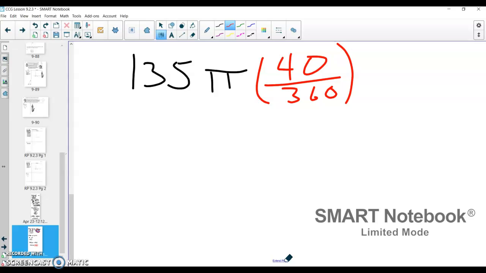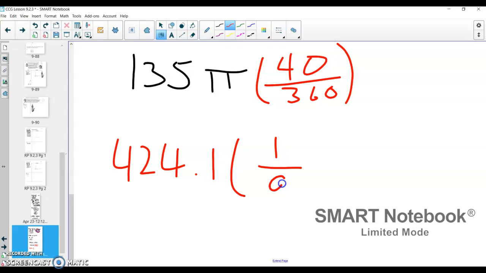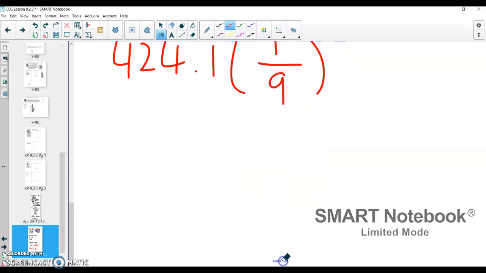All right, so 135 pi is actually 424.1. And then that's getting multiplied by 40 over 360. I believe 40 over 360 reduces down to 1/9. So then I'm going to do 424.1 multiplied by 1/9. And that's going to give me an area of 41.12. And that's going to be my answer for that.